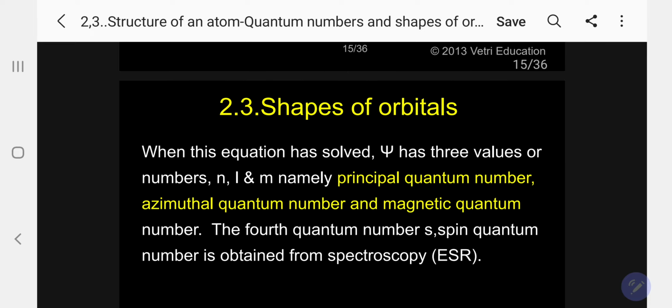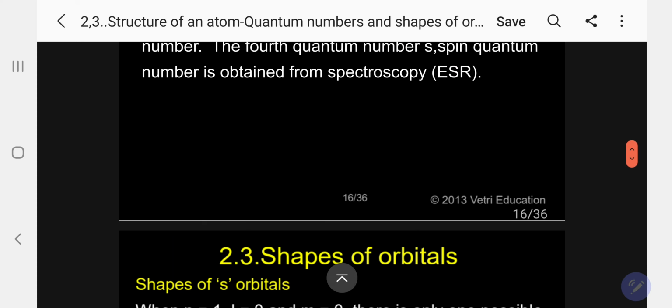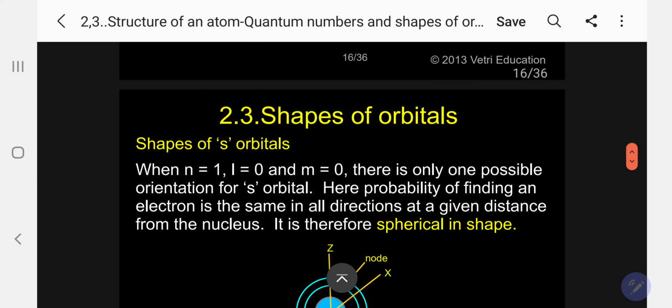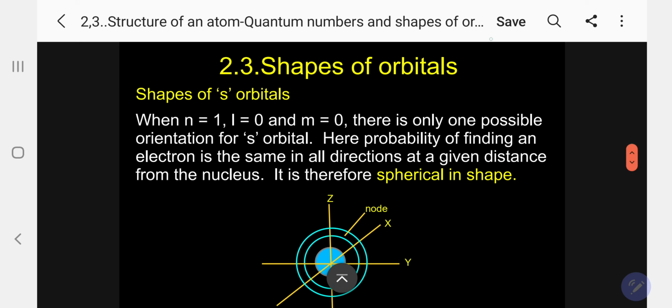Now, when the Schrödinger equation was solved, psi has 3 values or numbers, n, l and m, namely principal quantum number, azimuthal quantum number and magnetic quantum number. The 4th quantum number, S, spin quantum number, is obtained from spectroscopy, informed earlier. Now let me first come to the shapes of S orbital.